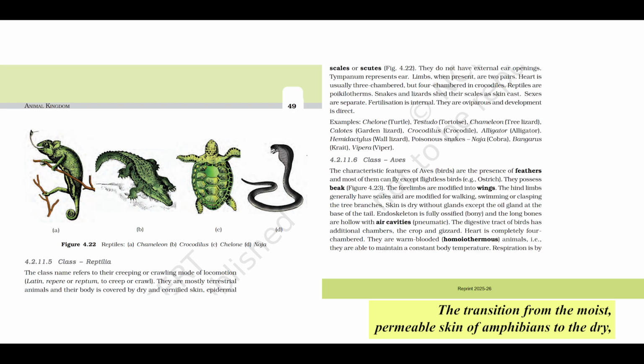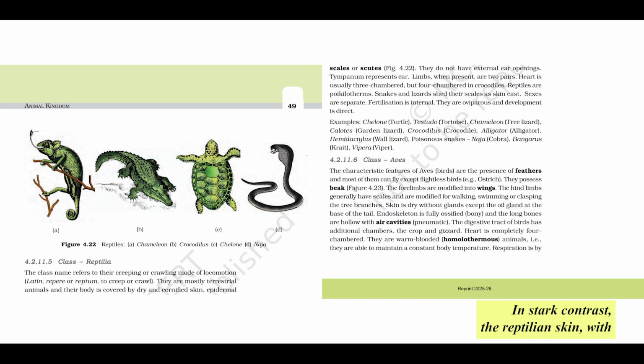The transition from the moist, permeable skin of amphibians to the dry, cornified, scaly skin of reptiles marks a monumental evolutionary advancement. It was arguably one of the most critical steps enabling vertebrates to truly conquer terrestrial environments. Think back to the amphibian skin. Its permeability is essential for cutaneous respiration and water absorption, but it's a massive liability in dry air, leading to rapid desiccation. This fundamentally restricts most amphibians to moist habitats and limits their size and activity patterns on land.